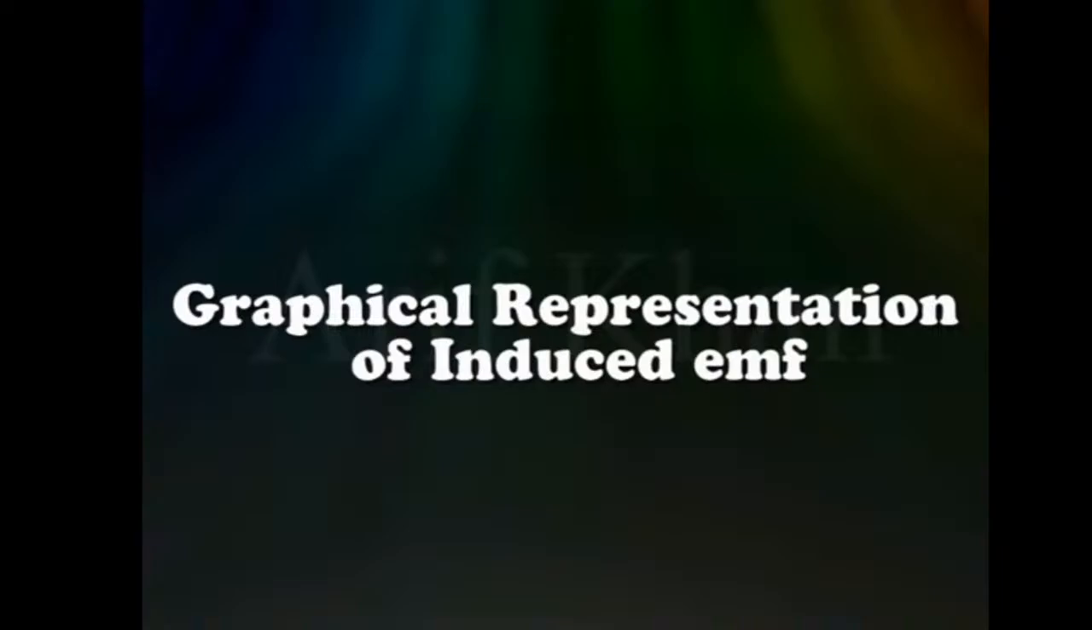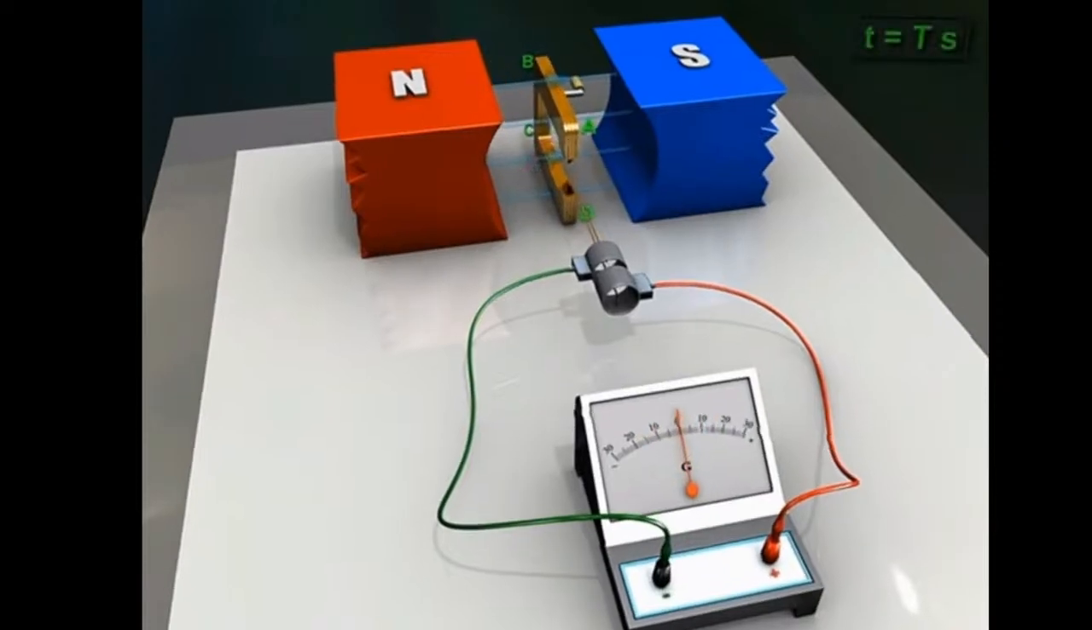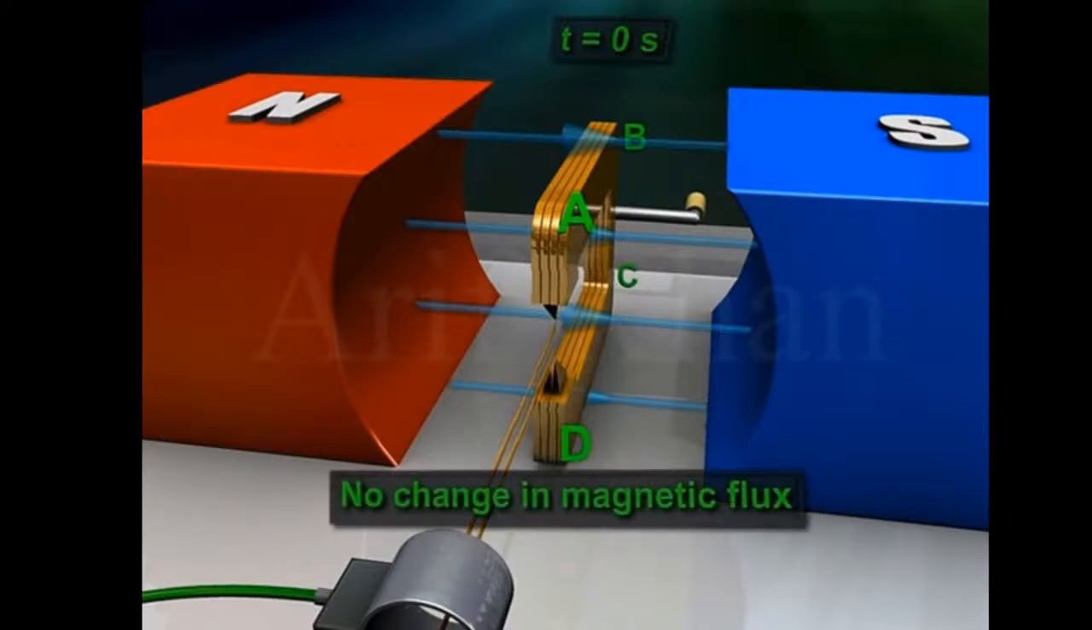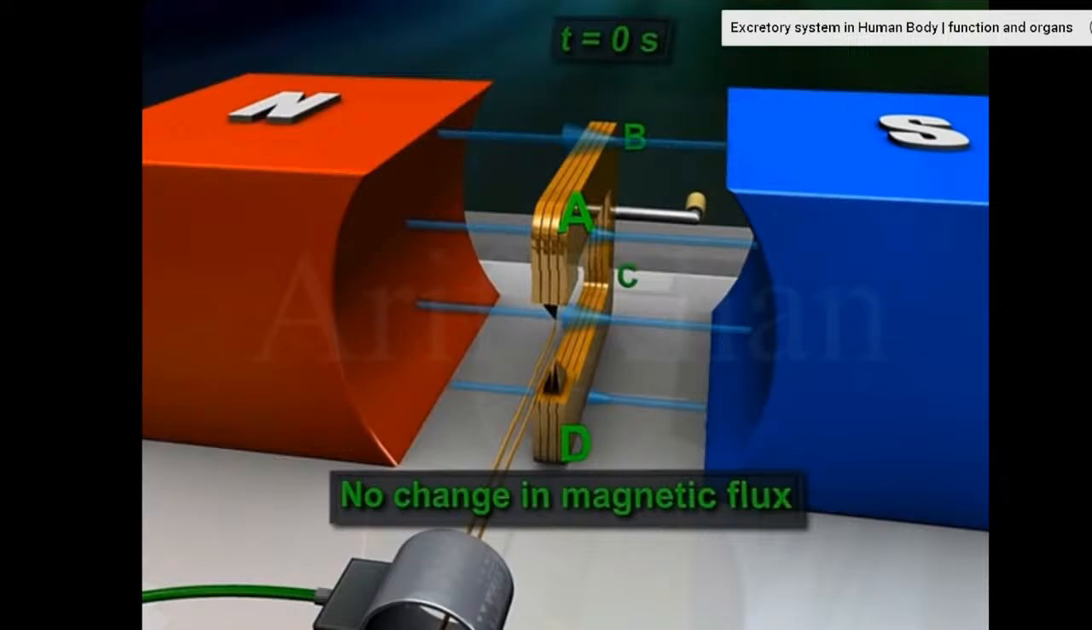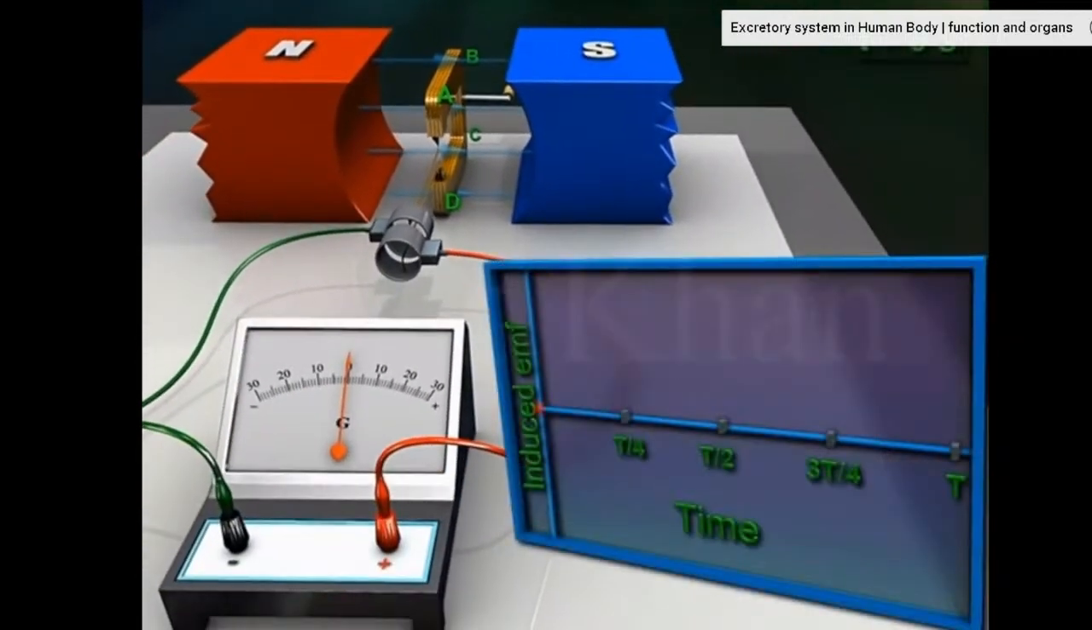Graphical representation of induced EMF. Suppose the armature takes t seconds to complete one rotation clockwise. At time t equal to 0 seconds, the armature ABCD is vertical with arm AB up and arm CD down. At this position, when the armature rotates, the rate of change of magnetic flux is momentarily zero. Hence, the induced EMF at this position is zero.